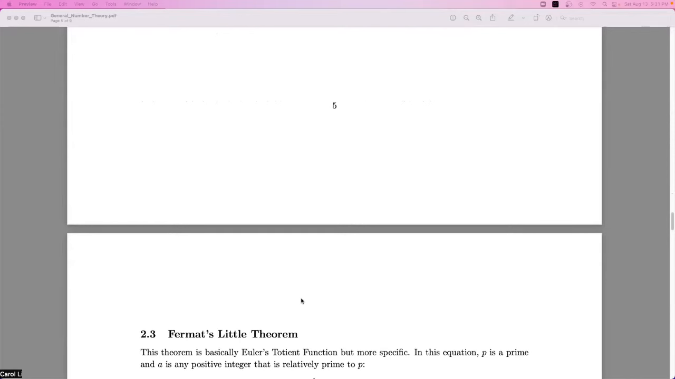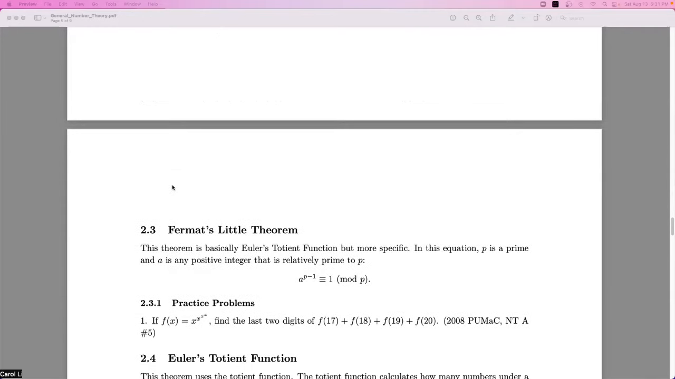Okay, so there's Fermat's little theorem that Timothy's going to talk through. These next few topics are just going to be theorems that you should know and try to remember. So let's start off with Fermat's theorem.